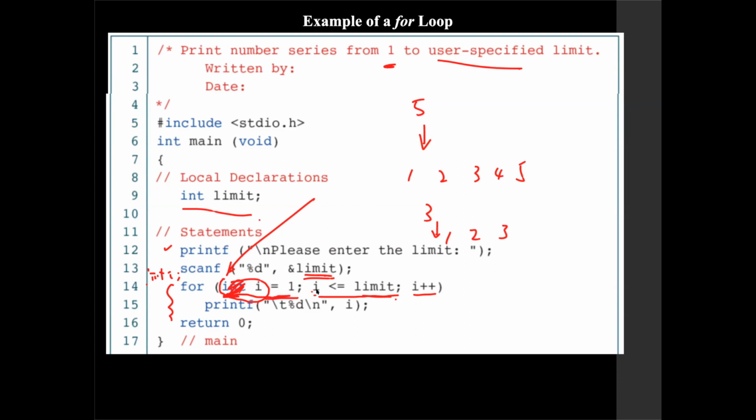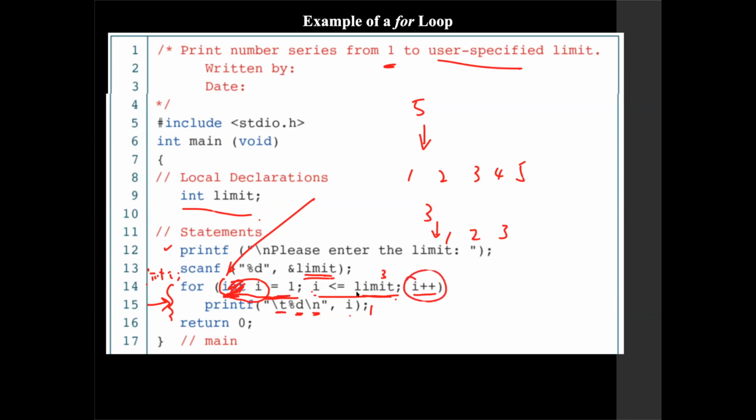Then it's going to check whether i is less than or equal to limit. The limit is what you just entered. If i is less than or equal to limit, then line 15 is going to print a tab, a digit, and a new line to the console. Whatever this i is, starting with 1, initially 1 is going to be printed to the console, assuming limit is 3. And then the second time around, i++.